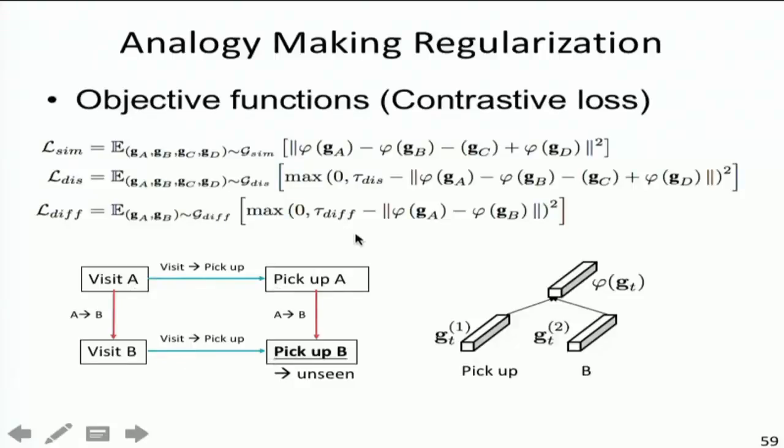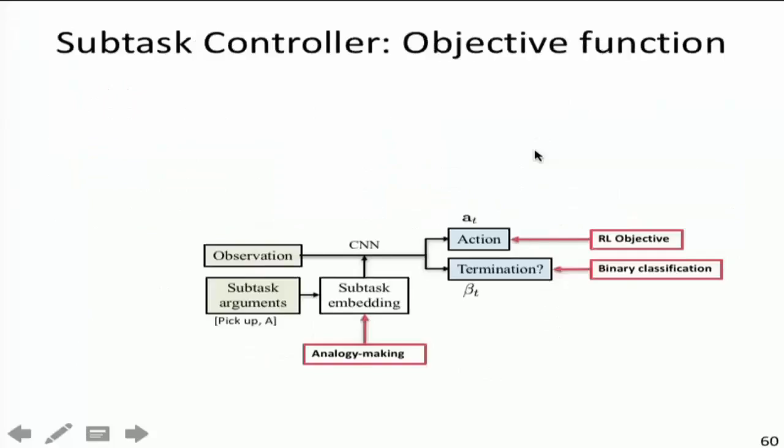And there are some extra constraints, so that we also want to push the different task embeddings to be different enough. So we also push them farther away from 0. If they are similar, then we want some kind of constraint that satisfies this parallelogram structure in the embedding space.